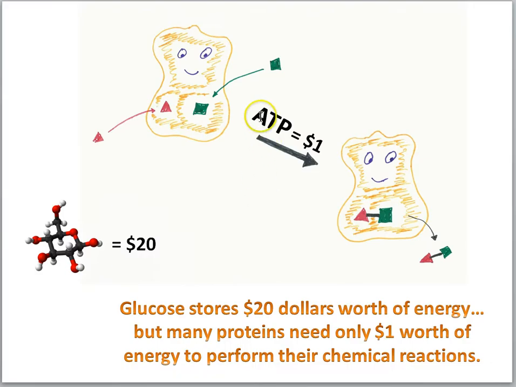We also learned that ATP molecules have just the right amount of energy for the chemistry that cells are doing. We said that if we imagine glucose to have $20 worth of energy, ATP molecules have $1 worth of energy. And that's significant because a lot of the proteins that make chemical bonds between molecules, they need smaller quantities of energy than glucose provides. So it's handy to have smaller quantities of energy stored in these ATP molecules.